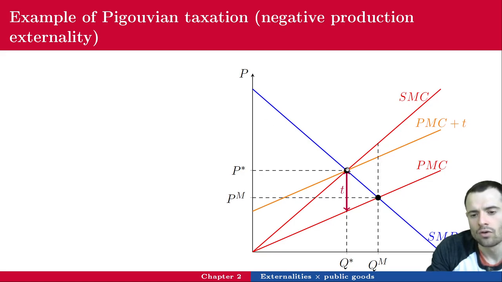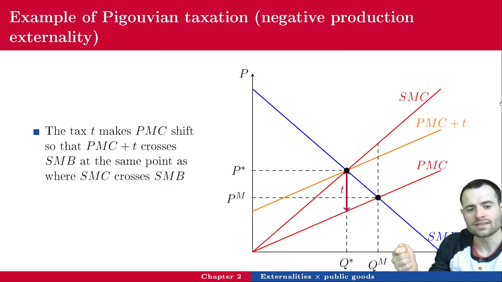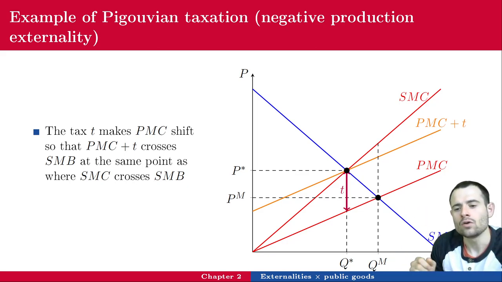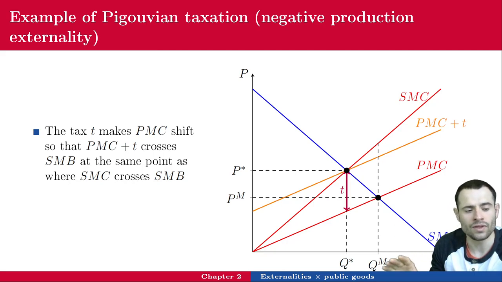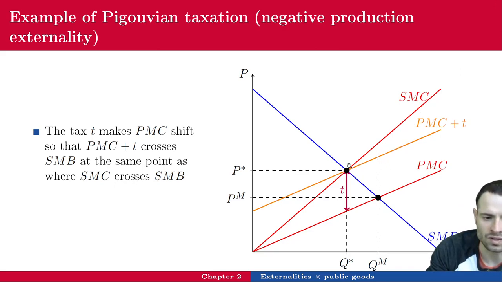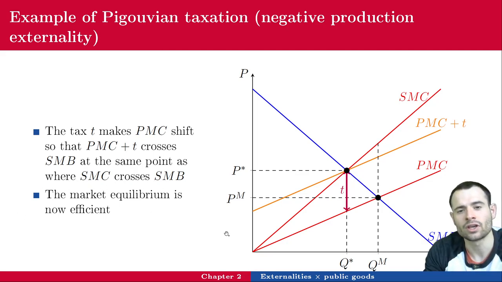So it's going to be here, and this point turns out to be P star, Q star, the efficient price and quantity. So the tax makes PMC shift upwards, so that now you can just leave the firms do their own thing on the market, and it will automatically lead to the socially efficient quantity and prices. It's a pretty powerful insight when you think about it.